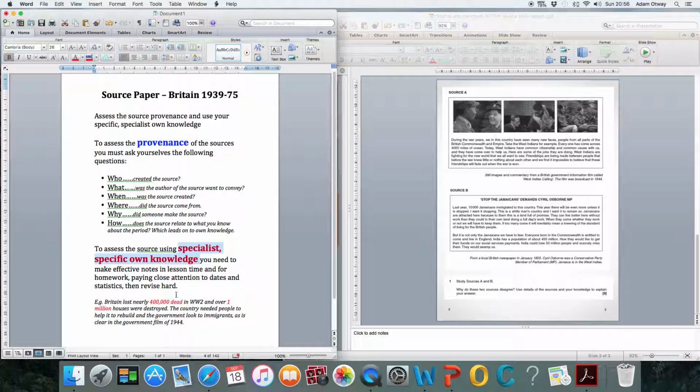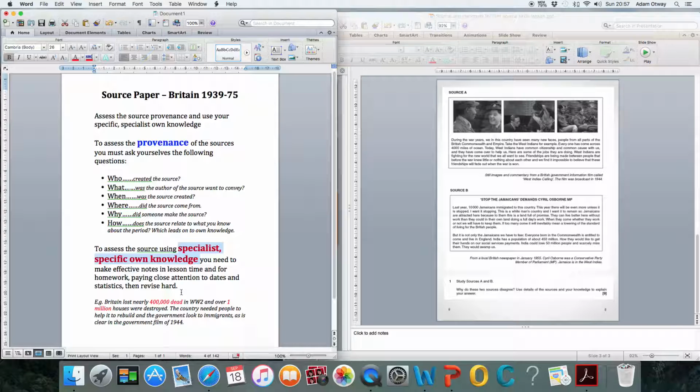What do I mean by specific specialist own knowledge? Well, an examiner is human. They're going to read the same thing 100 times. And you'll hear me say this a million times before the end of this year. If you want to get an A or an A star, you have to stand out. And to be able to stand out, what you have to do is have really impressive knowledge that other people don't have. And usually, the impressive knowledge is the numbers.